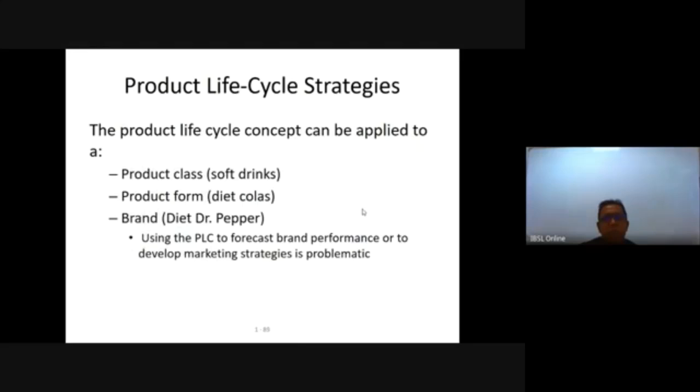So we have gone through this, and we also discussed product class, form, and brand. Say product class, if you take a soft drink, product class is the soft drink. Product form may be Coca-Cola, the Diet Cola, and brand is Diet Dr Pepper. So this is the broader version, and finally it becomes the brand. This is the Diet Cola's specific brand name.